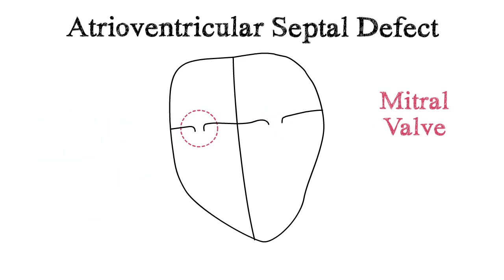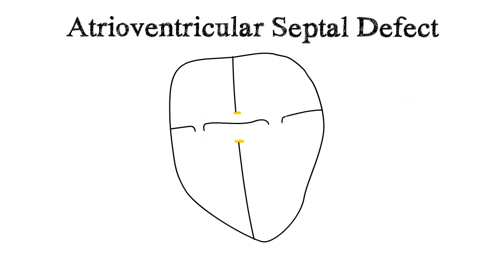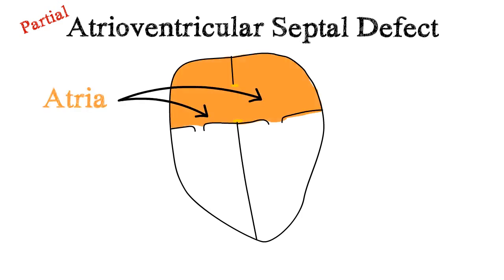With an AVSD, you can have a wide spectrum of malformations with these 2 valves. One example is having one large valve rather than 2 separate valves. Some patients have a partial AVSD. This means that there is a hole between the atria and a problem with the valves, but no hole between the ventricles.